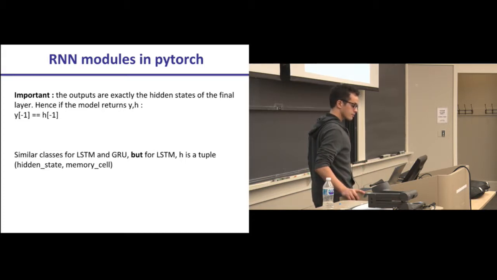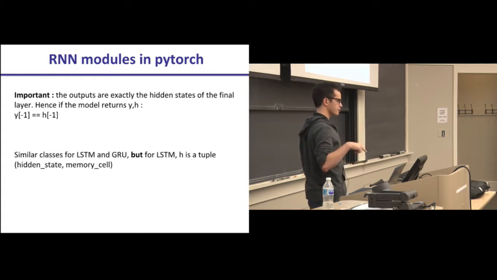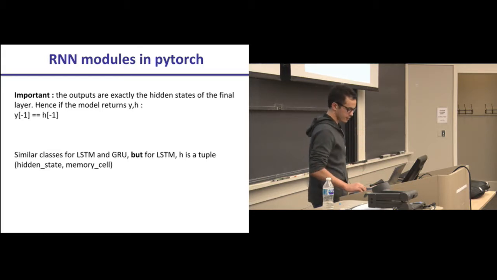So for LSTMs and GRUs, it's basically exactly the same thing, with just one difference: when the LSTM returns the hidden state, instead of being like for the RNN a tensor of shape number of layers times batch size times hidden size, for the LSTM it returns both the hidden states and the memory cells. So you have a tuple of these things.